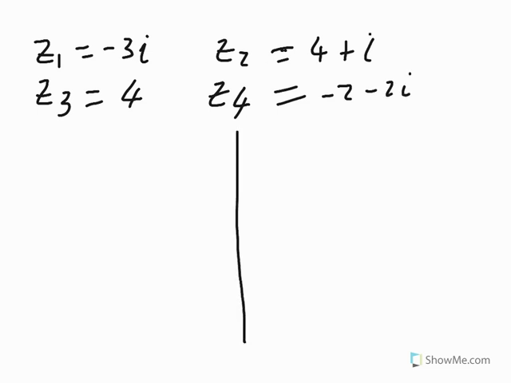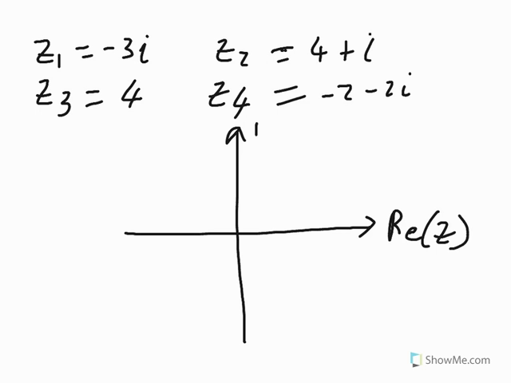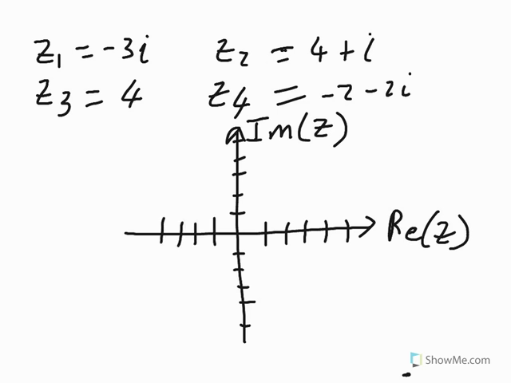Okay, so our Argand diagram, so real on the horizontal axis, imaginary part on the vertical axis. Right, so there we are.